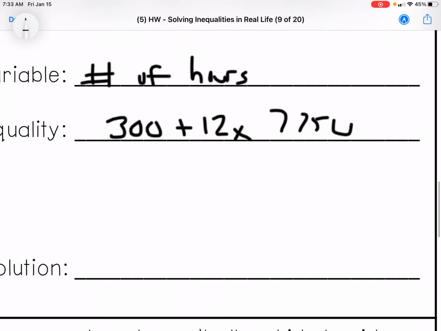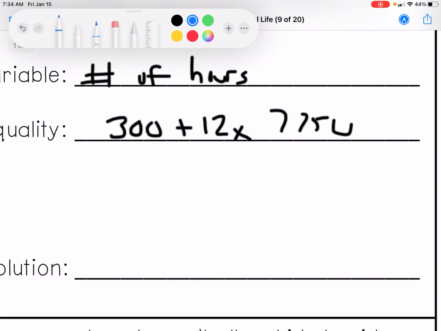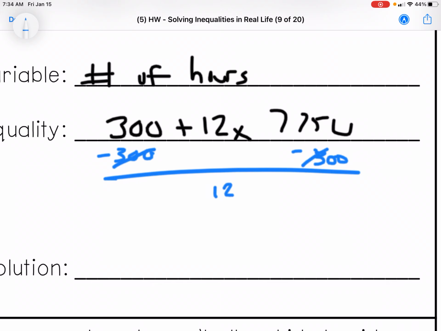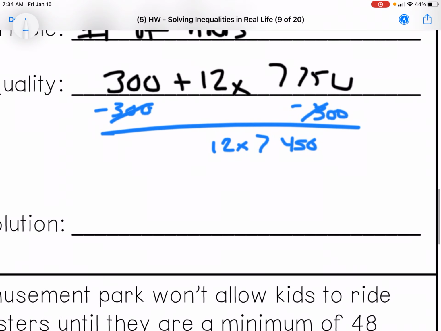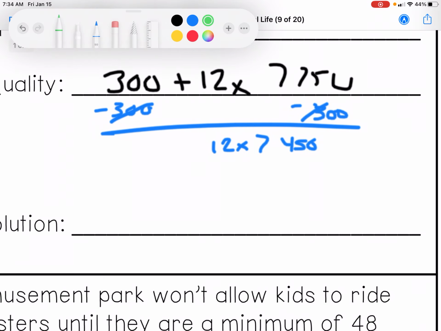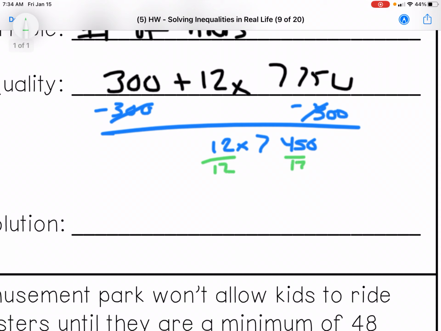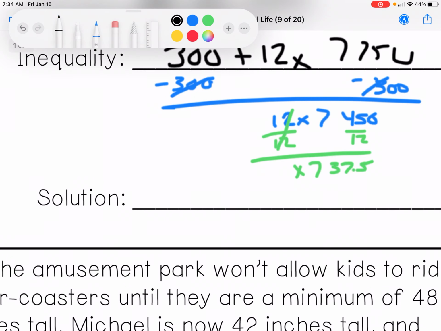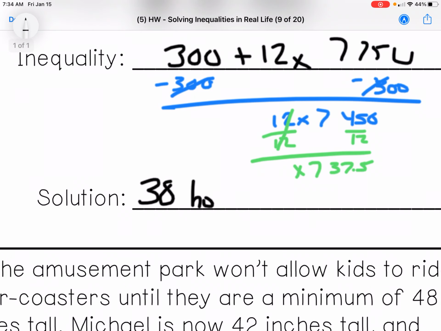All right. So we're going to subtract 300. And you're going to be left with 12x is greater than 450. Divide that out. X is greater than 37.5. So she has to work how many hours? Or babysit? 38 hours.